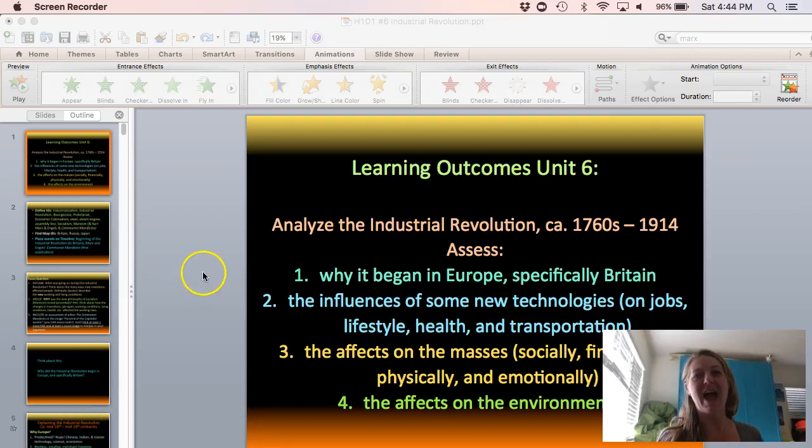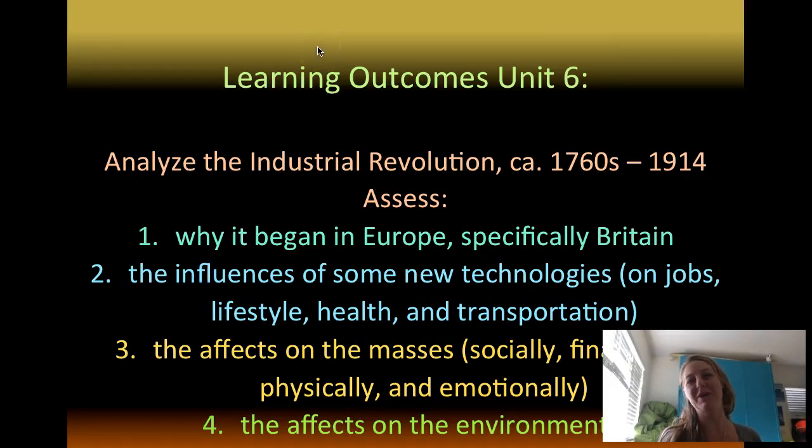Hi everyone! Our learning outcomes for Unit 6 include: we will analyze the Industrial Revolution, which began in Britain around the 1760s, the middle of the 18th century, and we will talk about the time period of the Industrial Revolution until the beginning of World War I, until 1914.